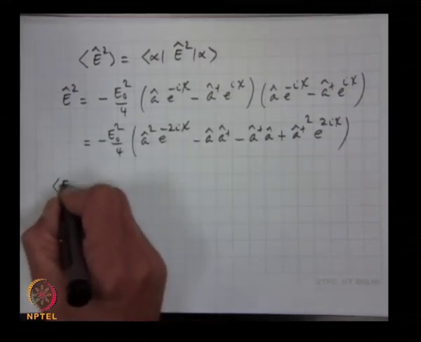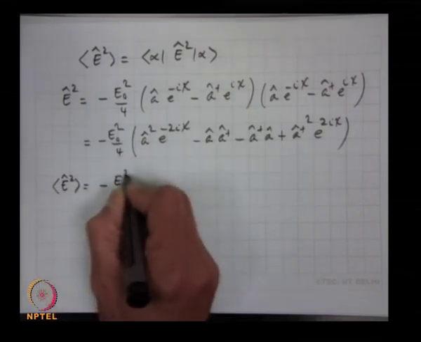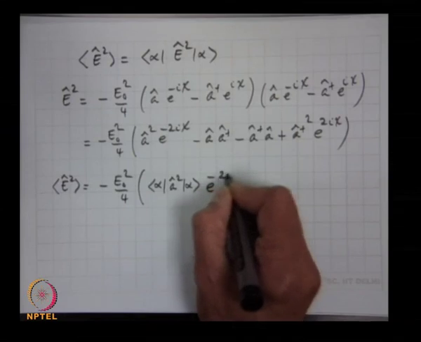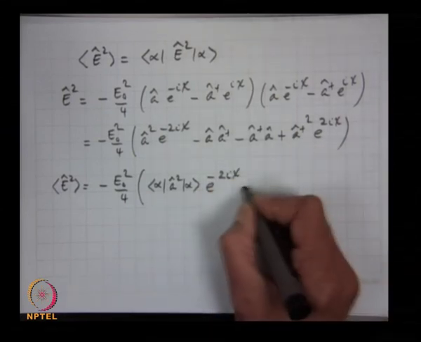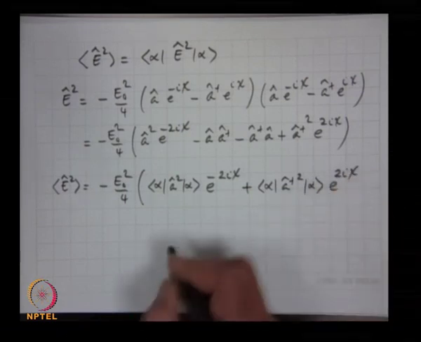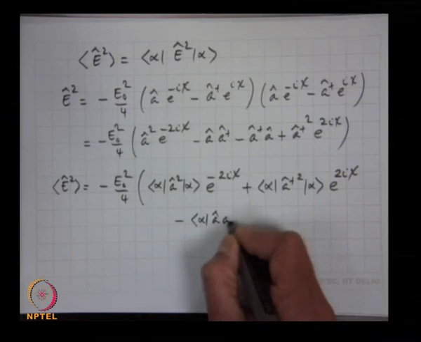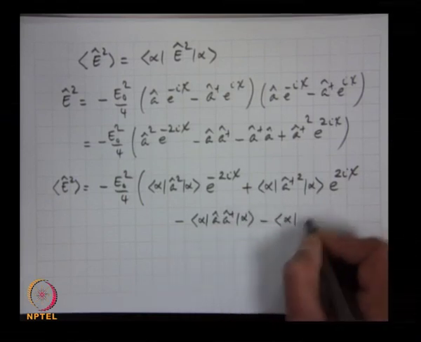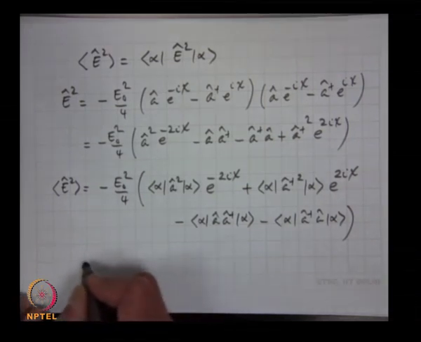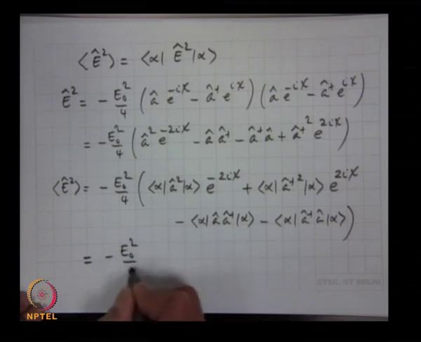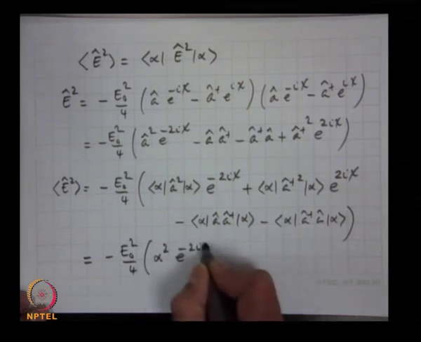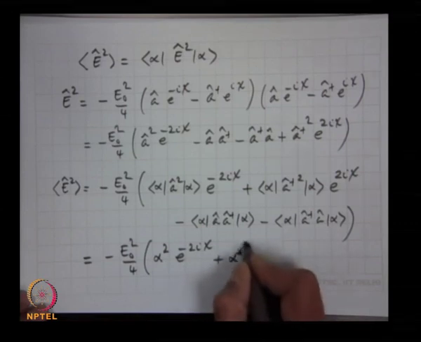So the expectation value of E square is minus E naught square by 4 times: alpha a square alpha exponential minus 2 i chi, let me bring it in the front, plus alpha a dagger square alpha exponential 2 i chi, minus alpha a dagger a alpha, minus alpha a a dagger alpha. So this is equal to minus E naught square by 4. This is nothing but alpha square, so alpha square exponential minus 2 i chi. This is alpha star square exponential 2 i chi.